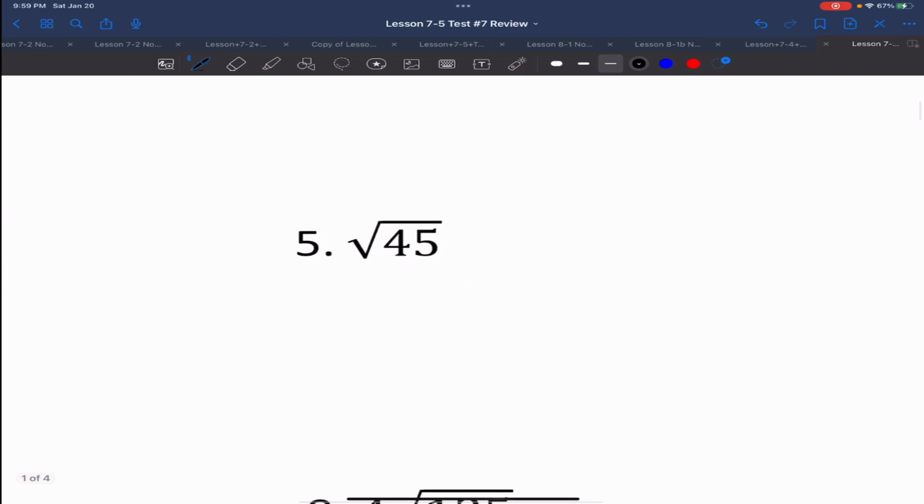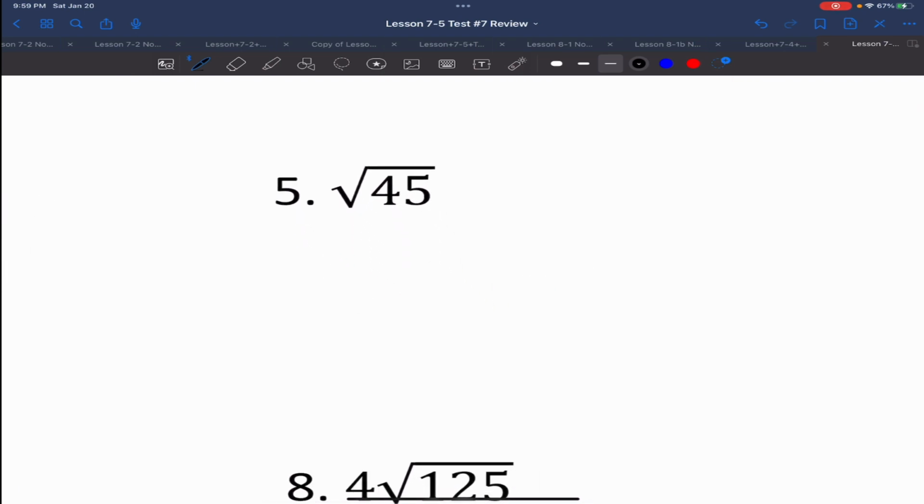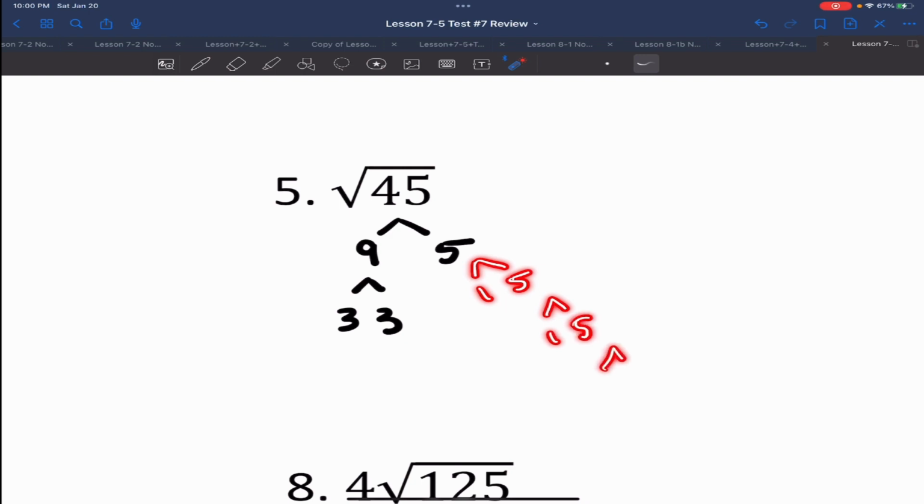I have the square root of 45. What two numbers multiply together that will give me 45? I have 9 and 5. I have 9 here, which I can break down. That's 3 and 3. And this 5, if I break it down, it's going to be 1 and 5. So you're going to leave that alone.